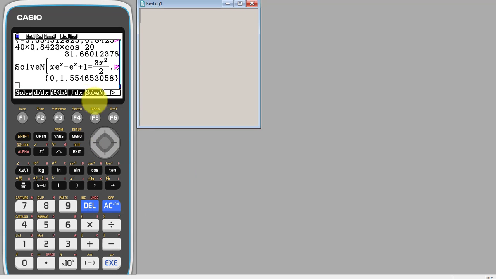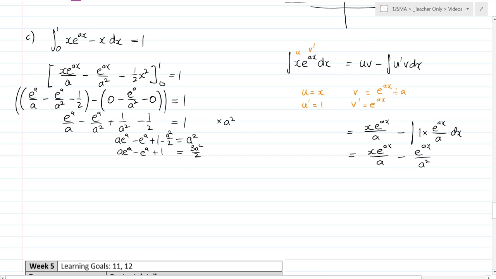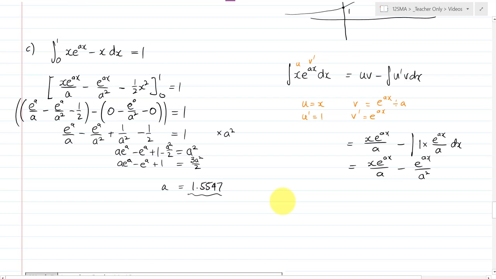So multiple answers may exist, but I do get these two answers, 0 and 1.5547, and so the answer in this case will be a is equal to 1.5547. So there you have it. The solution to the second one, which is quite an involved question, complex familiar or complex unfamiliar. All the best.